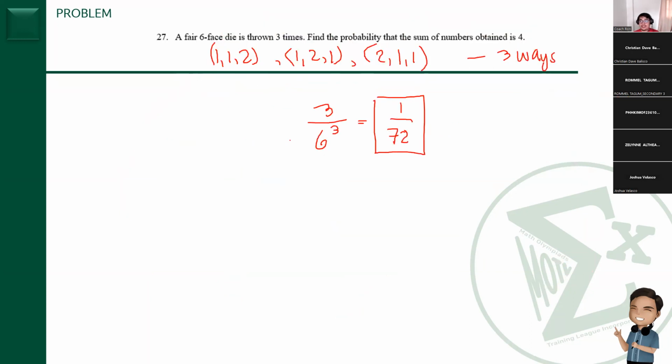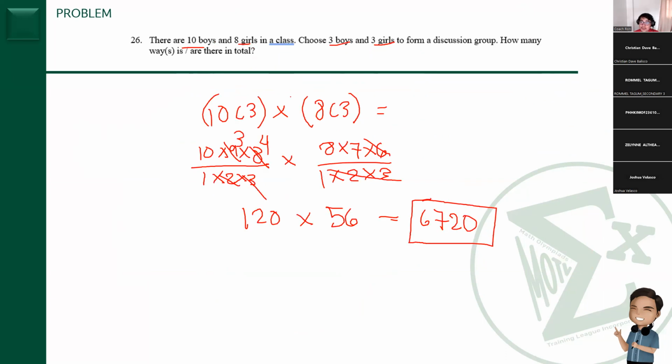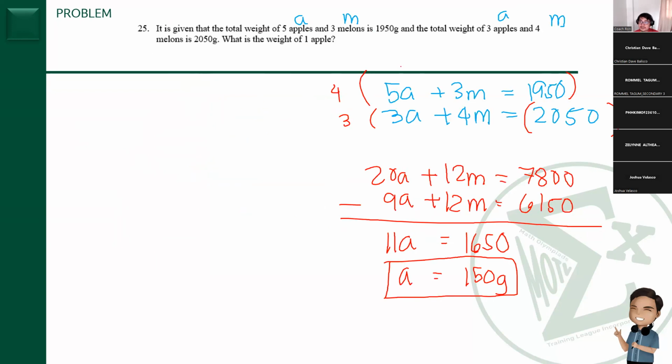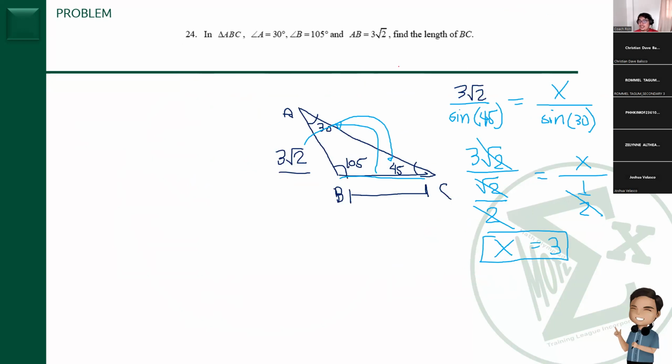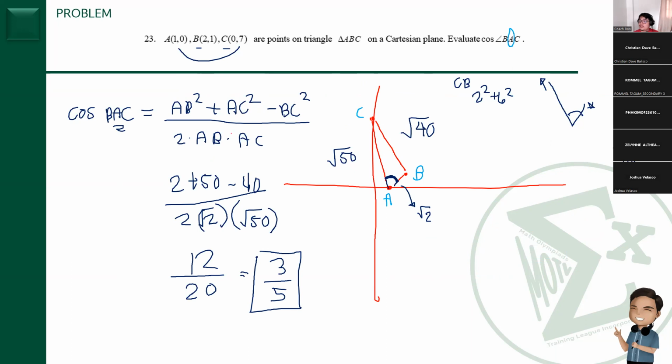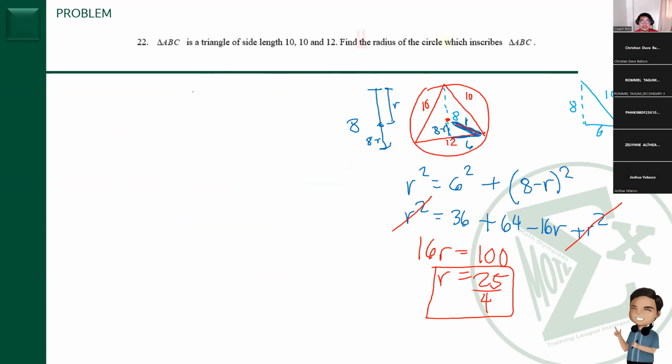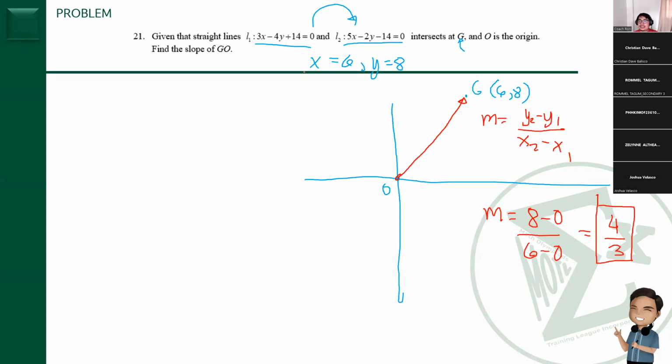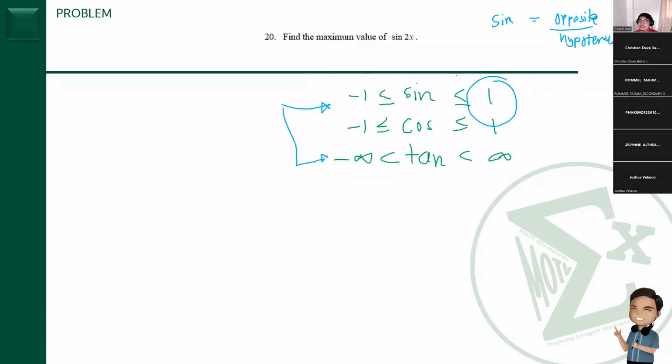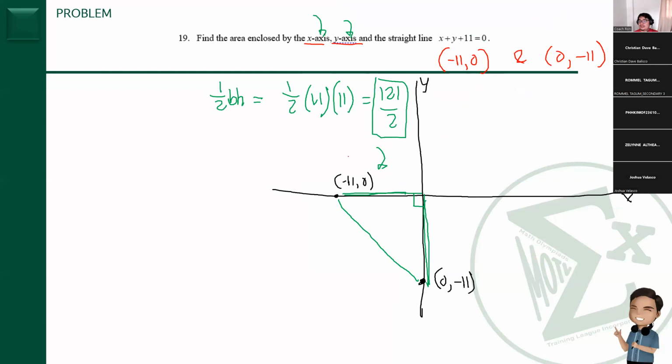This one, you just look at the number of ways. Combination, like 10 choose 3 because we need 3 from the 10, 3 from the 8. Systems of equations again. Sine law, right? Sine law. This one is the cosine formula. You can do ABC over 4A. You can also do that, or you can do it this way. This one is just get the system and get the slope with respect to the origin. This one is, again, the sine, cosine and tangent properties. 1, -1. This one, you just need to draw it, get the intercept, and you'll be done.